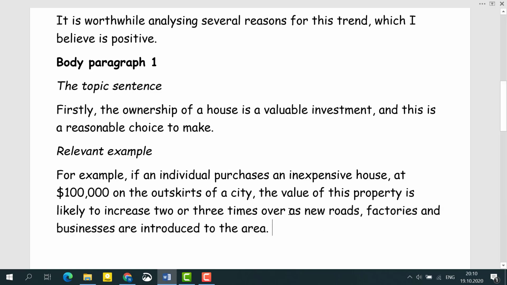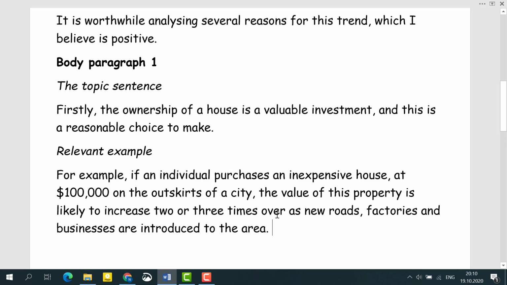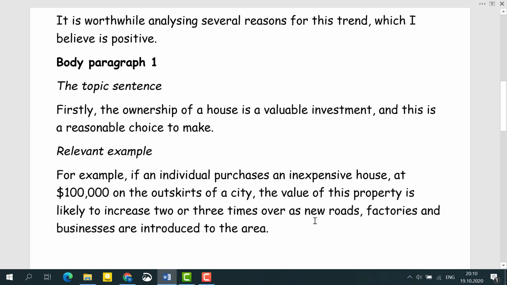So lots of international students don't write a full explanation. They write to increase 2 or 3 times over and then stop. No, the examiner wants to know why. Why do you think the value of this house or of this property will increase? Because new roads and factories and businesses are introduced to the area. Okay, and then what?